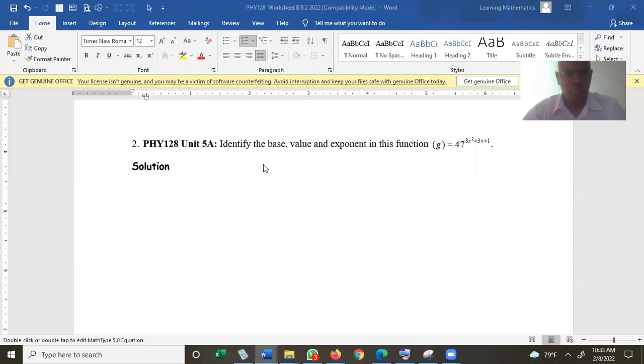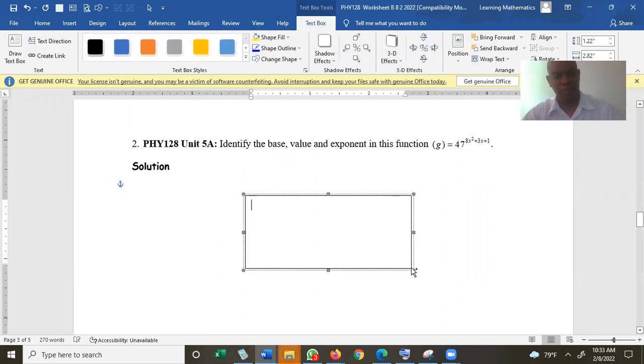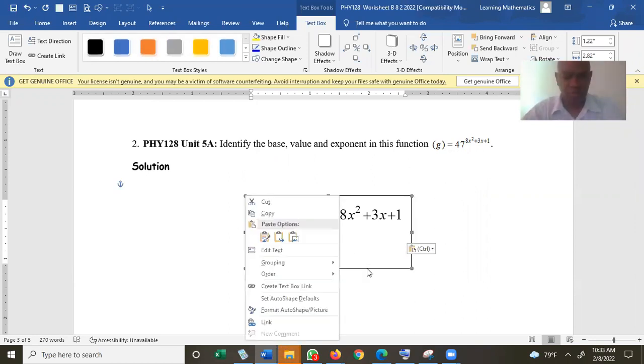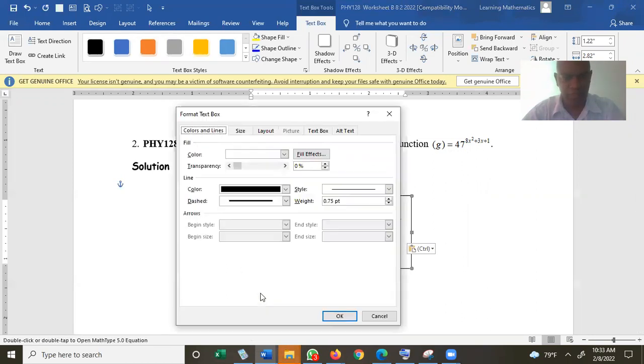This question says to identify the base value and exponent in this function. Okay, so let's copy it over. You can paste it in a text box. Okay, we can make the text box line disappear, no color for the line and no color for the field.